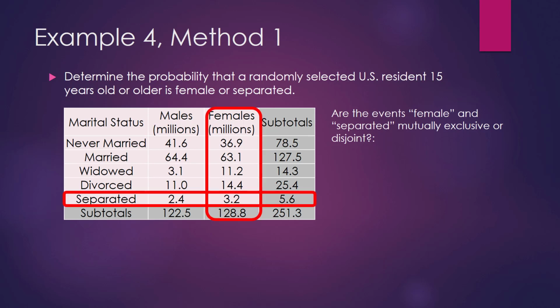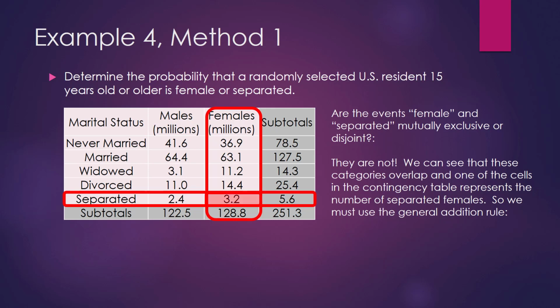Here are the females, here are the people who are separated. Do these categories overlap? The answer is yes, they overlap right here. There are, according to this chart, 3.2 million people who are both female and separated. So that means that we can't use the addition rule for disjoint events. We have to use the general addition rule, which says that the probability of event A or event B occurring is equal to the probability of A plus the probability of B minus the probability that A and B both occurred at the same time.